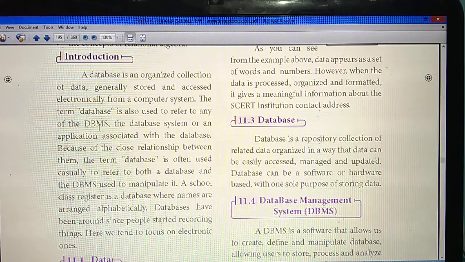Then the 12B class is managed by another class teacher. Likewise, this database is also managed by some management system. So there is a relation between the database as well as the database management system. The 12A class is managed by one class teacher, isn't it? So there's a relation between the students of 12A and the class teacher. Likewise, there is a relation between the database and the database management system.